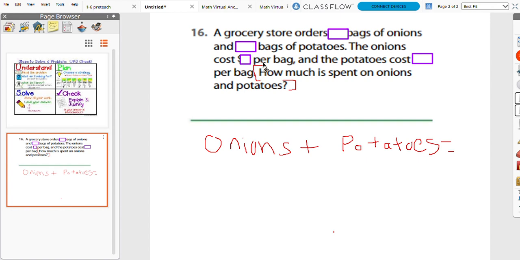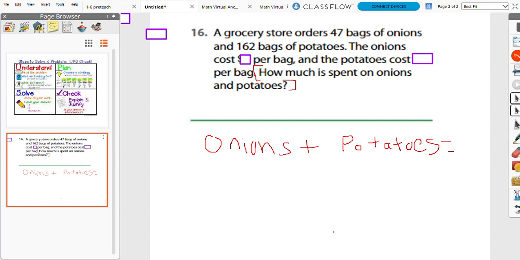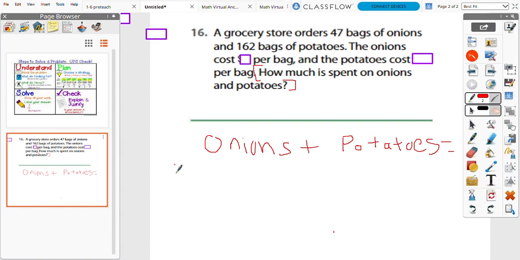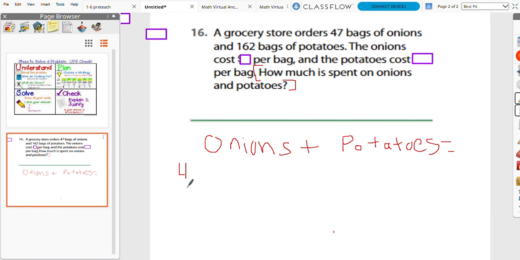Because if I had 5 bags of candy and each bag of candy cost $3, we would be adding 3 plus 3 plus 3 plus 3 plus 3, or 3 times 5. So let's look first at how many bags we have. So we have 47 onions and 162 potatoes. So I'm going to say we have 47 bags of onions and potatoes 162. That's a lot of potatoes.